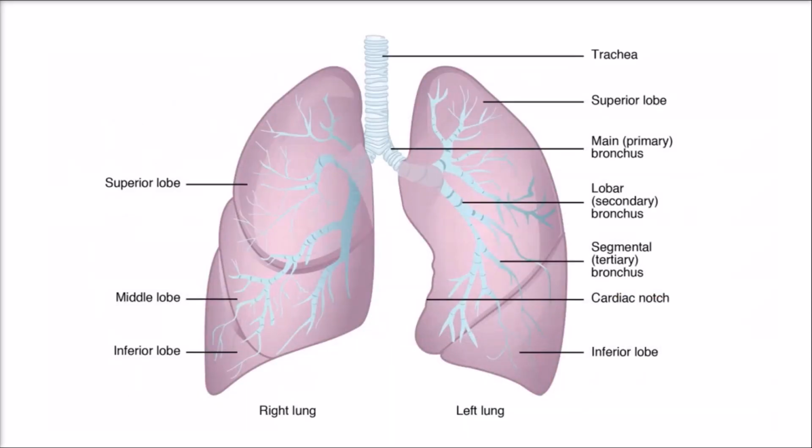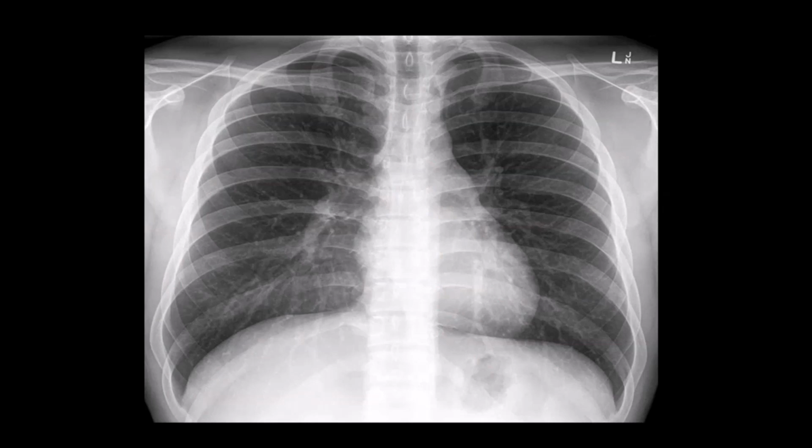The lung is placed on the right and left, where the right is divided into 3 lobes: the upper lobe and middle lobe are divided by the horizontal fissure, and the middle lobe and lower lobe are divided by the oblique fissure. In the left lung there are only 2 lobes, the upper lobe and lower lobe, which are separated by the oblique fissure. Here is what a normal chest X-ray looks like.